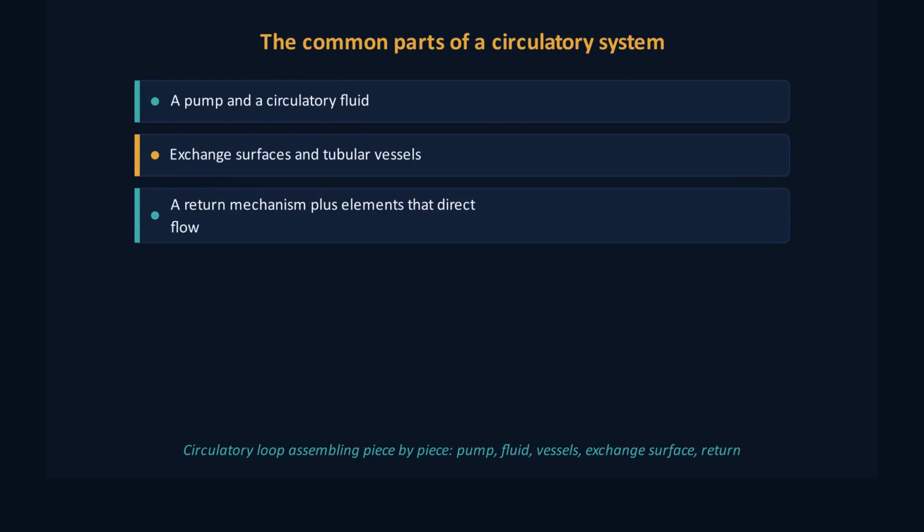Strip any animal circulatory system down to its essentials and the same parts keep appearing. There is a pump to drive the fluid. There is a circulatory fluid that does the carrying. There are exchange surfaces, where substances actually move between the fluid and the tissues. There is a system of tubular vessels to channel the flow. There is a mechanism to return that fluid back to the pump, completing the loop. And finally there are elements that structure the flow and direct the fluid where it needs to go. Together, these components do one thing: they ensure the efficient transport of substances throughout the body, delivering nutrients and oxygen and removing waste. 6 parts, 1 job.